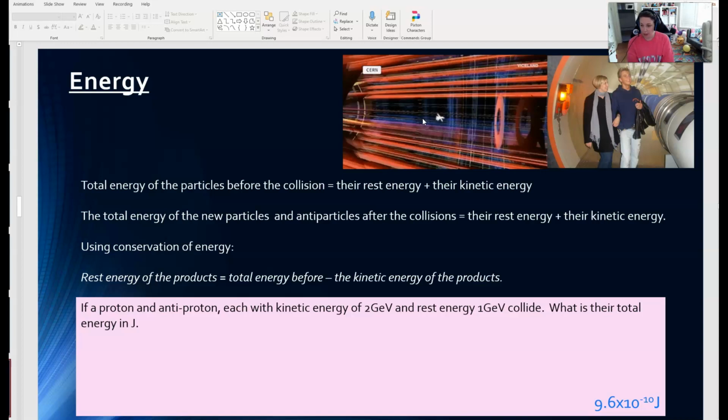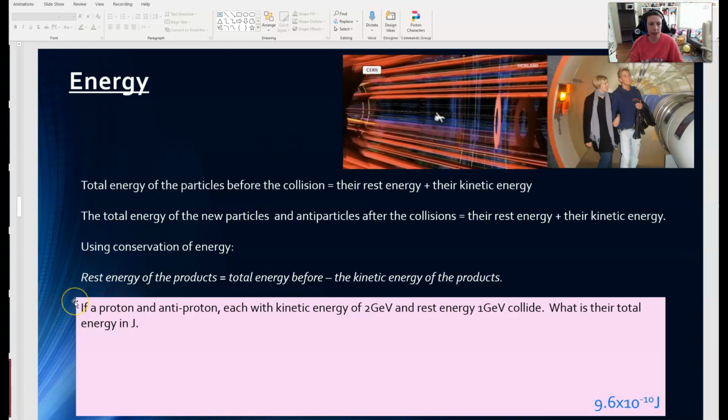So there's a question here for you to have a go at. If a proton and an antiproton, each with kinetic energy of 2 gigaelectron volts and a rest energy of 1 gigaelectron volt, collide, what is their total energy in joules? So you need to sort out what it is in gigaelectron volts and then convert gigaelectron volts into joules. I'm going to leave you to do that, and hopefully when someone comes up with the answer, you will be able to show everybody else how to do it.